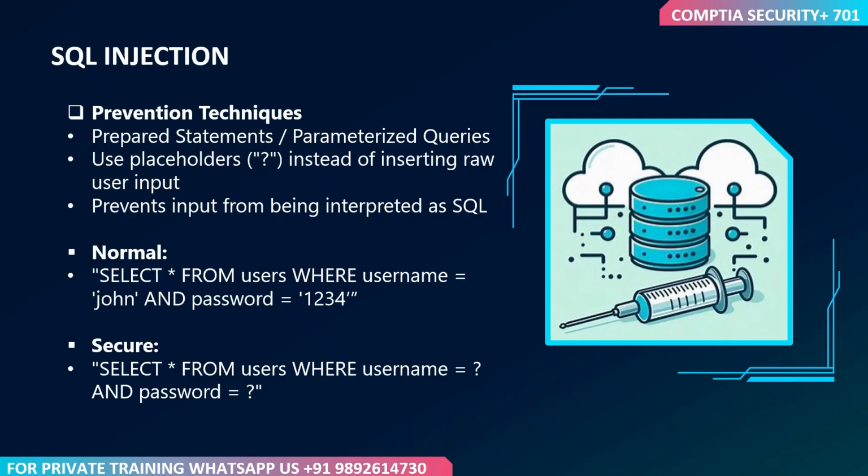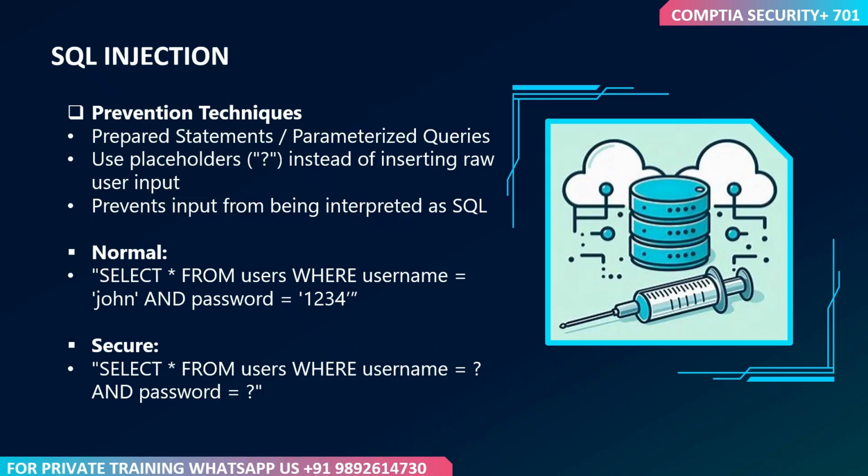The best way to prevent SQL injection is to use something called prepared statements or parameterized queries. Here's how that works. Instead of building a query like this, select all from users where username equals John and password equals 1234, the website would prepare a kind of template like select all from users where username equals question mark and password equals question mark. Then it fills in the blanks safely without letting any special characters or sneaky code interfere with the query.